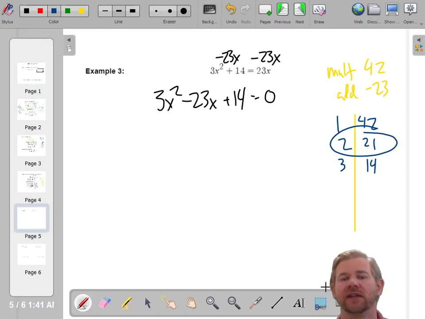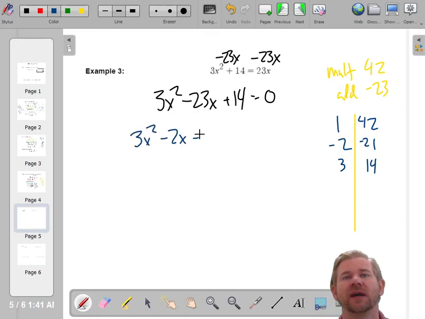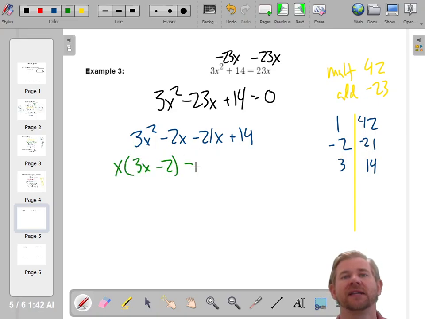It's right there. I don't even need to keep going. I probably could keep going, like 4, whatever, it doesn't matter. But right there, these add to negative 23. You have to make them both negative because they have to multiply to a positive. 3x squared minus 2x minus 21x plus 14. The GCF of the first two is just x. Bring down the minus sign.